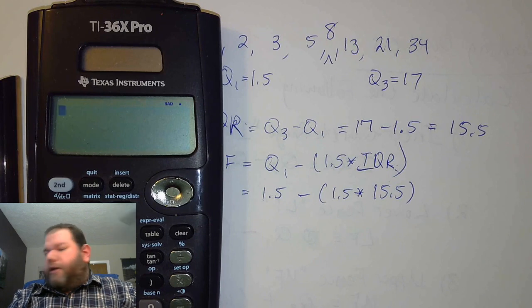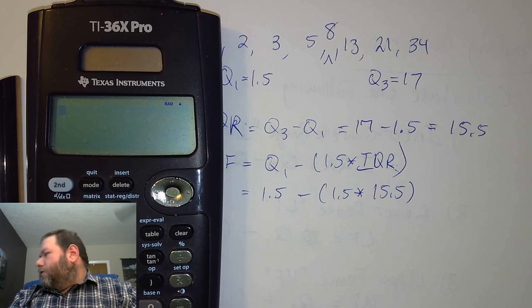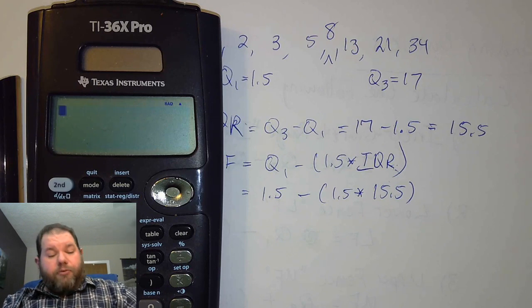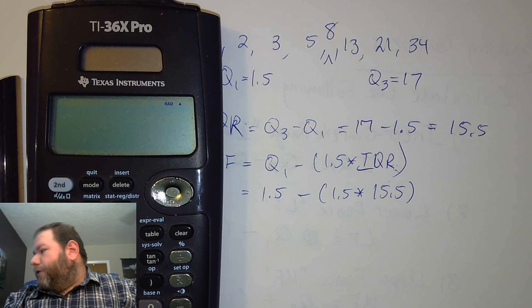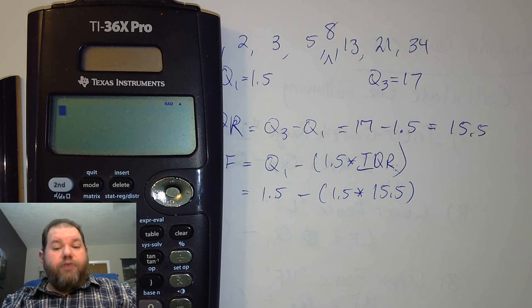Make sure you subtract, not add. Oh, never mind. I see what you're saying. Yeah, 1.5 times 15.5 is 23.25, and then we need to subtract that from 1.5.